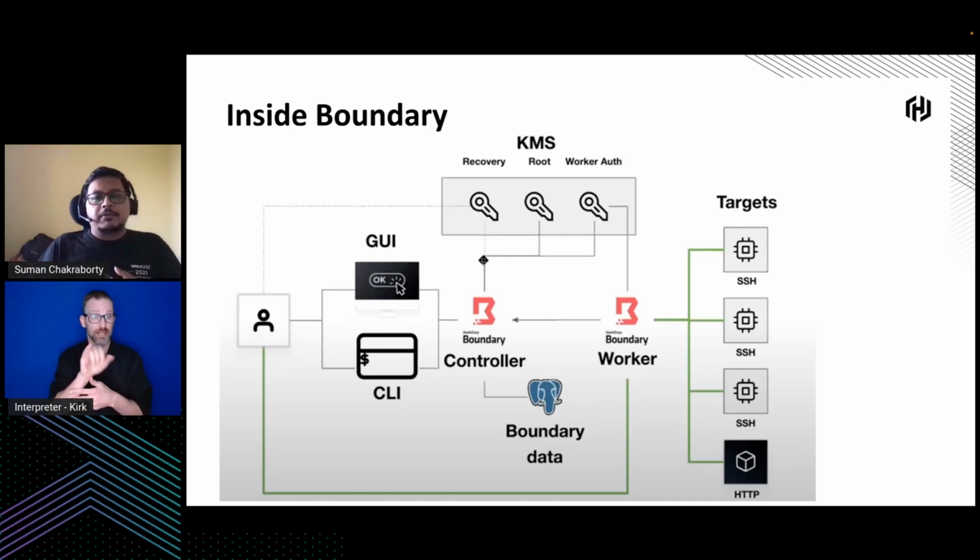So in this case, the Boundary worker is responsible for taking the connection request that comes via the controller and proxying it to the target system you need to connect to.